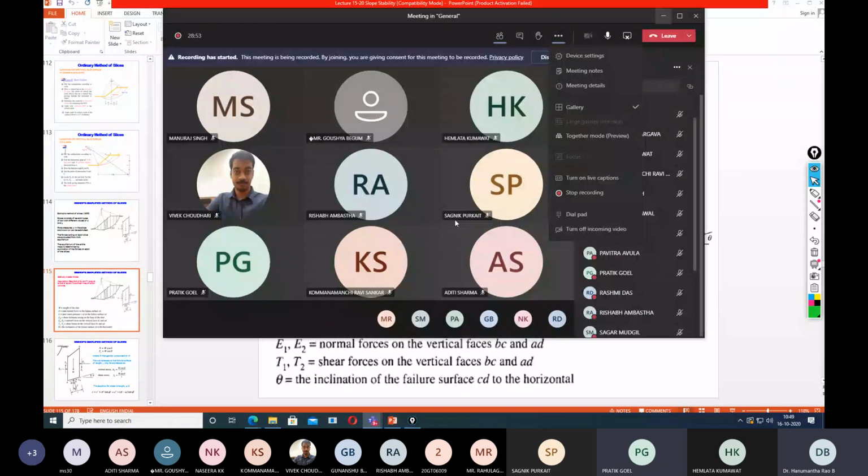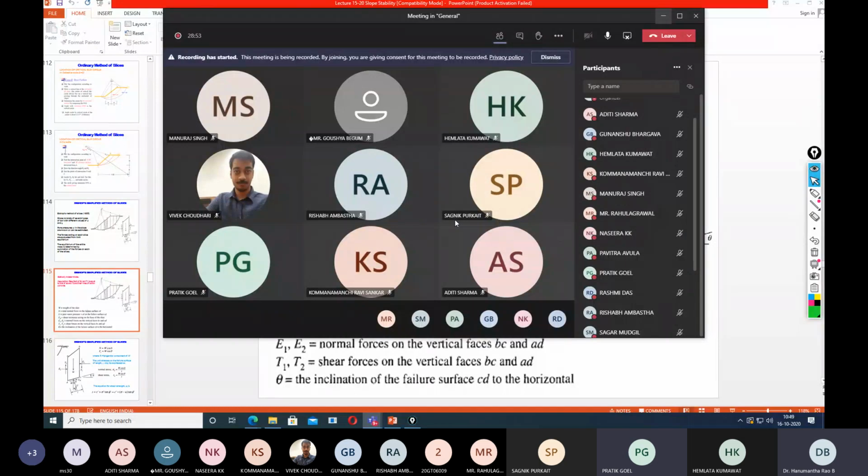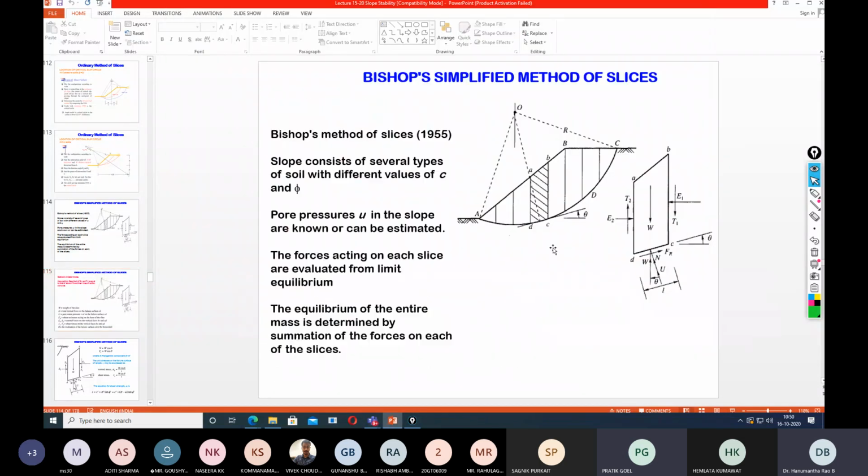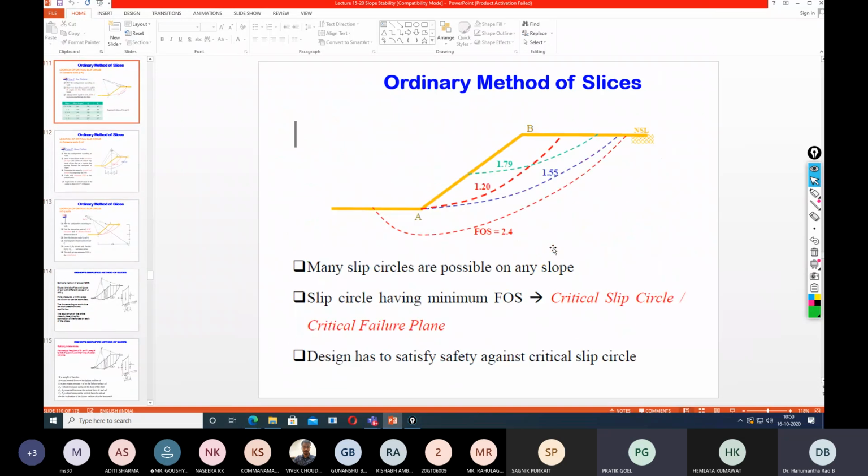Sir, the slicing is done vertically. Yeah, slicing is always done in the vertical direction. If it is done in the vertical direction, then if we consider a single slice, there will be layering in that slice. Correct. So by that also we get different gamma values.